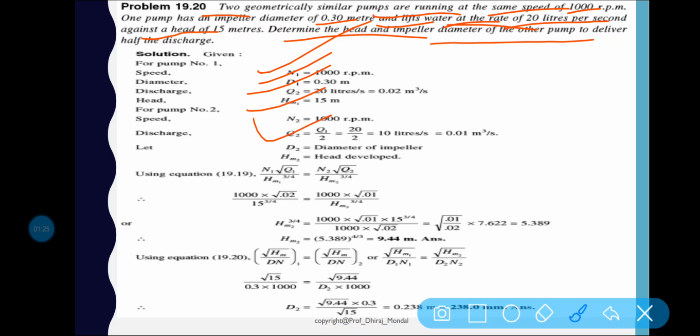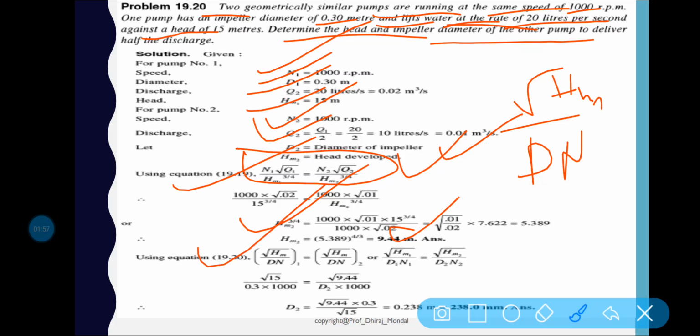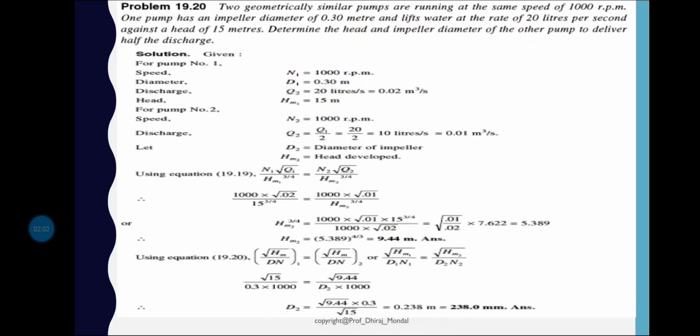That means at that time Q2 will be 10 and N2 is given as 1000. So you have to find out the diameter D2 and HM2, that is the head developed. In this equation, you know the specific speed is N root Q by HM to the power 3 by 4. Put the values; all the data is given, only HM is unknown here. So you will get 9.44, that is your answer. Next, the diameter. To get the diameter, you know there is a relation: root HM by DN is equal to a constant. Put the values; all the values are given, only D is not given, so you have to find D2. So 238 mm is the answer. Clear?